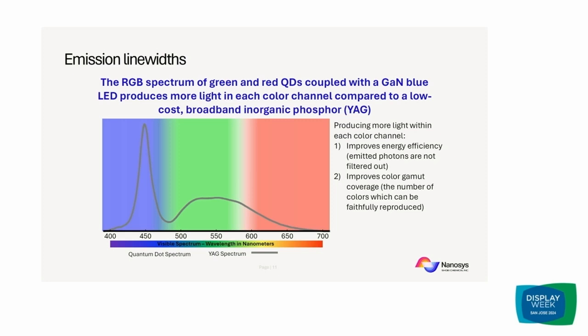So it seems like a simple difference between having all of your photons fall within those color channels or having them be broadly distributed, but the impact is actually huge.